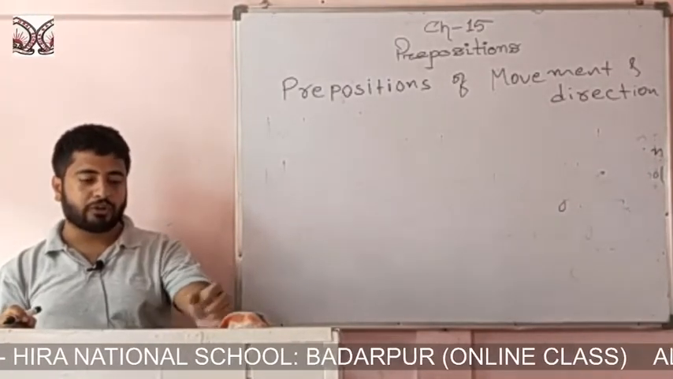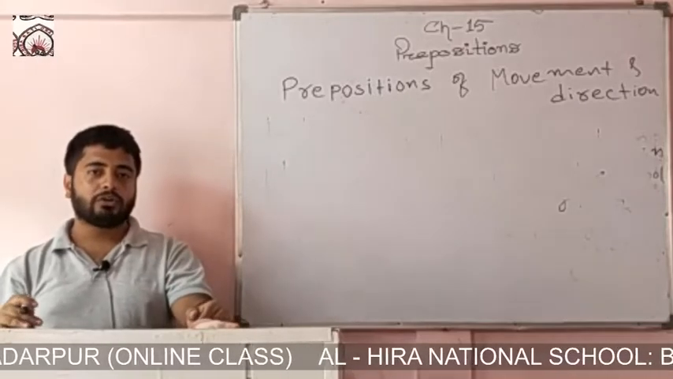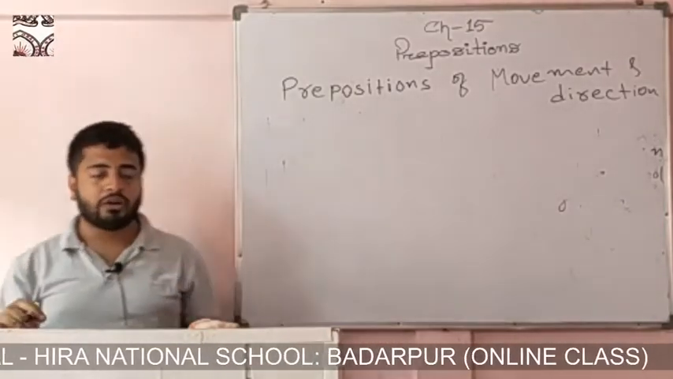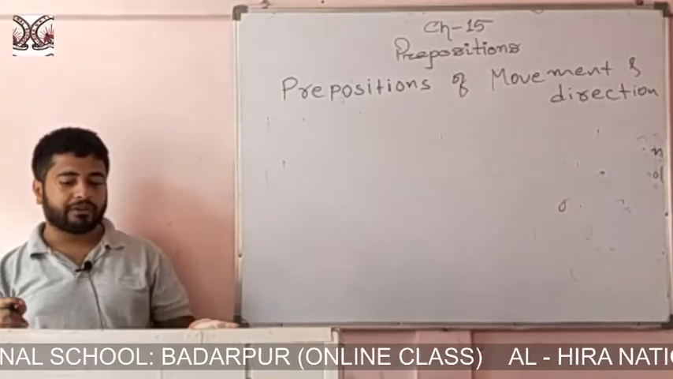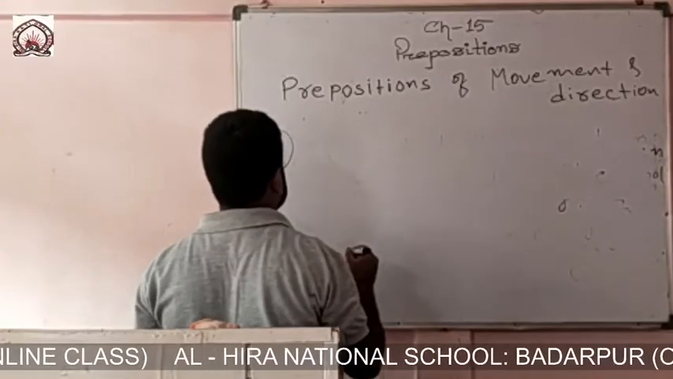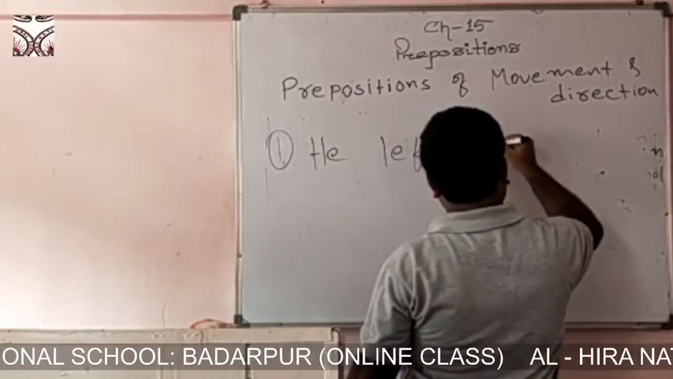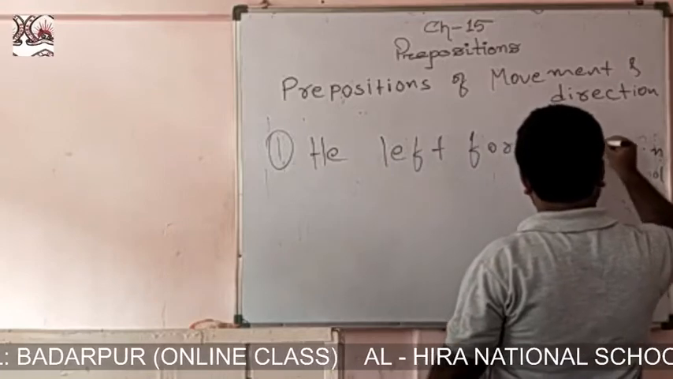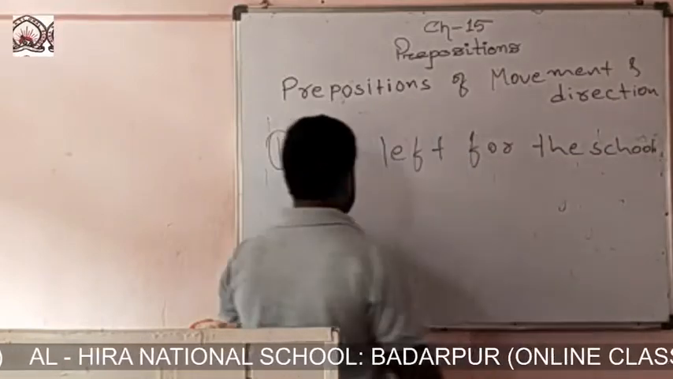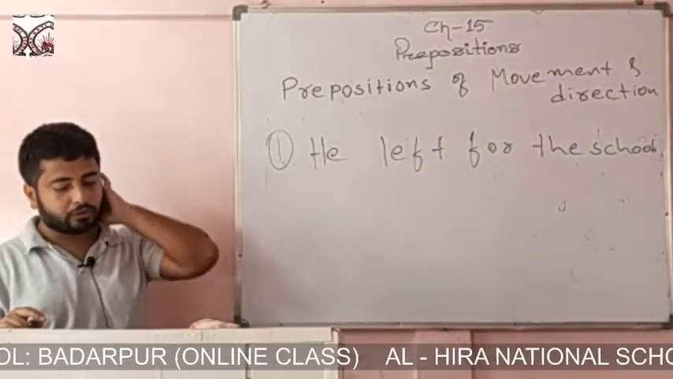Now the next preposition is "for". "For" suggests the beginning of a movement, not the movement which we studied in history. Movement means one place to another. So "for" suggests the beginning of a movement. Let me write an example. He left for the school. That means he is going to school. Or another, he left for the shop. So I hope you have understood where to use "for".